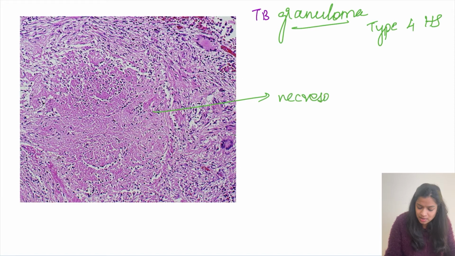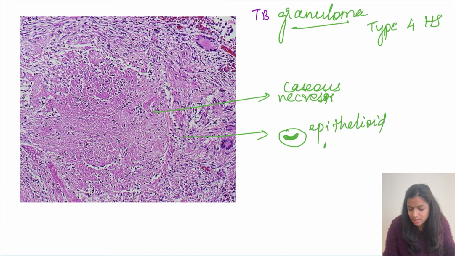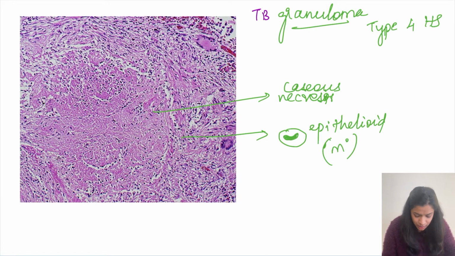So the central part is the necrosis, that is caseous necrosis, which we see in this tuberculosis, surrounding which you have these elongated slipper kind of nucleus cells. Okay, this nucleus is somewhat slipper shaped. This is called an epithelioid cell. Epithelioid cells are nothing but modified macrophages only. So they have the slipper shaped nucleus which are surrounding this necrosis.